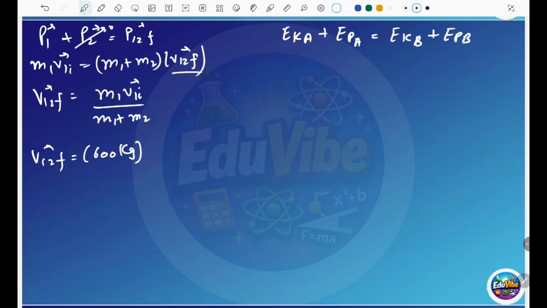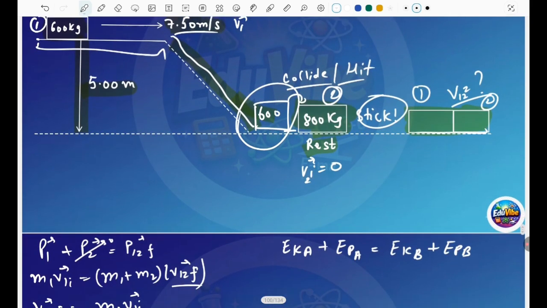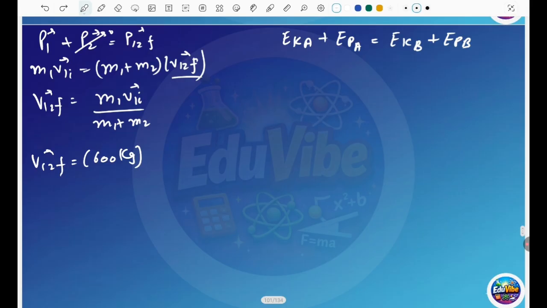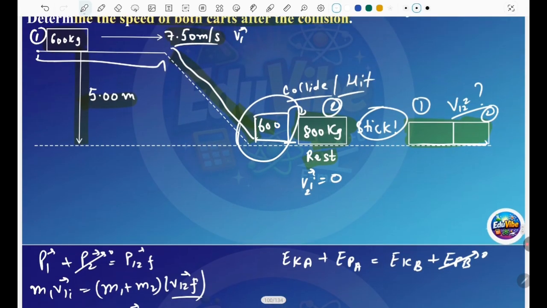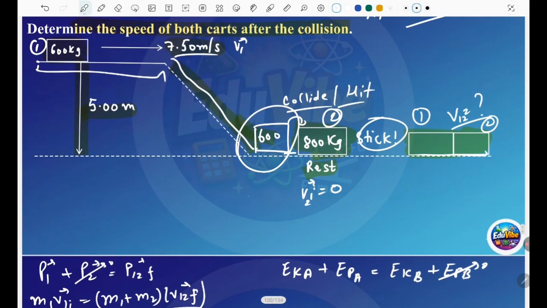So EKA we have, EPB we have to consider because we have that height of 5.0. But our EPB goes to 0. So why does it go to 0? Because when they collide with this, it's at rest, so there is nothing over there. This is at rest and they didn't move. When the first object goes with this, they collide and then move. Initially they have nothing and finally they have nothing. That final we have to find.